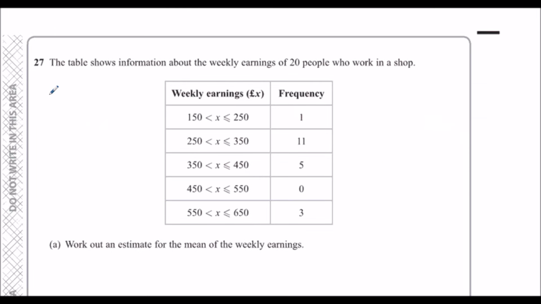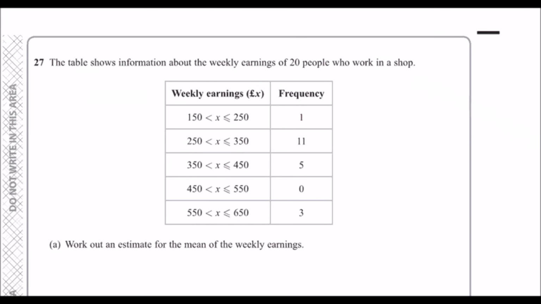Question 27. The table shows information about the weekly earnings of 20 people who work in a shop. Work out an estimate for the mean of the weekly earnings. So to do the mean from a table, we multiply across. So we've got a range here though, so we need to do the midpoint. So we don't know exactly how much each of these people earn.